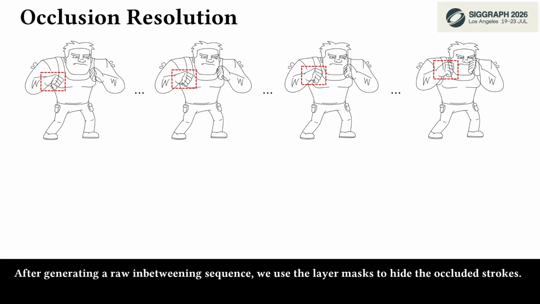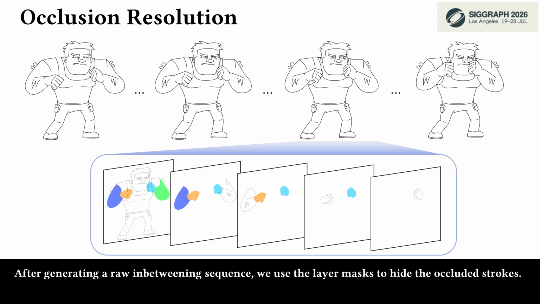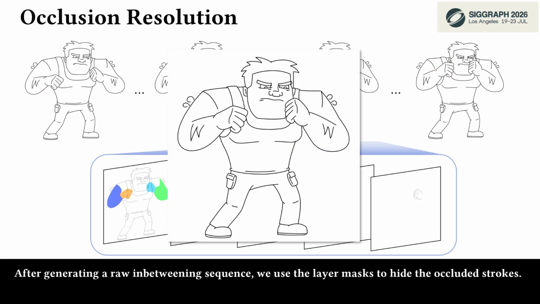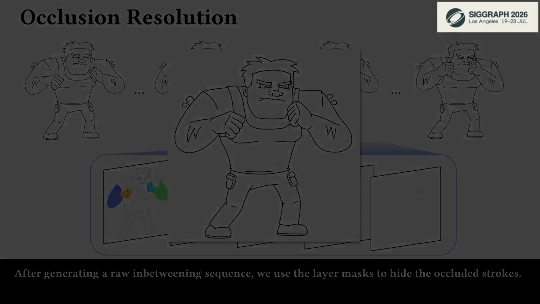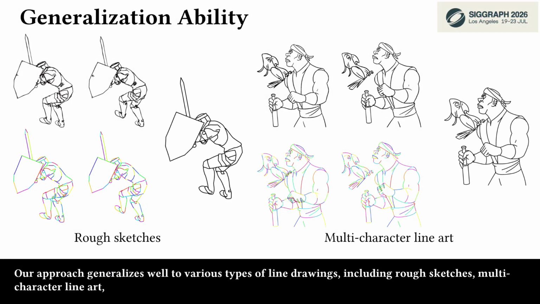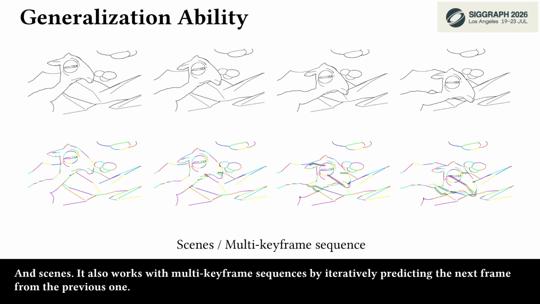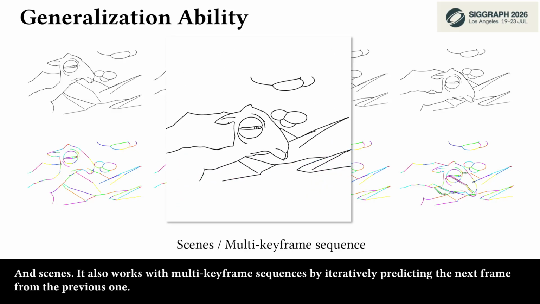After generating a raw in-betweening sequence, we use the layer masks to hide the occluded strokes. This produces the final in-betweening result. Our approach generalizes well to various types of line drawings. It also works with multi-keyframe sequences.